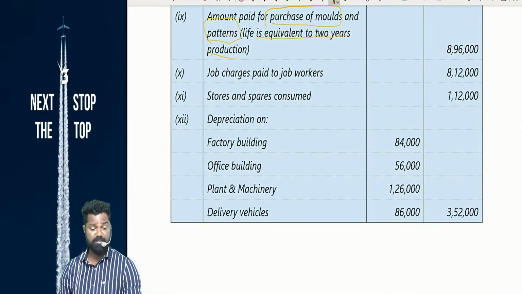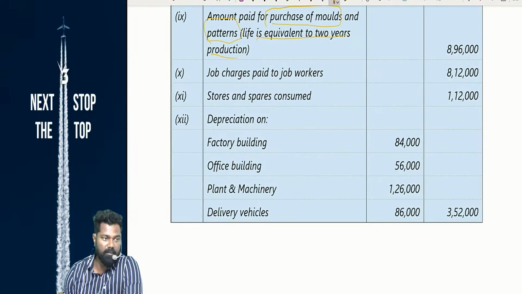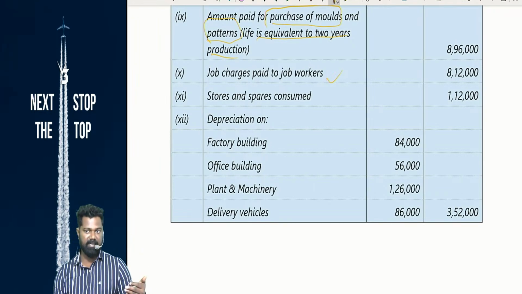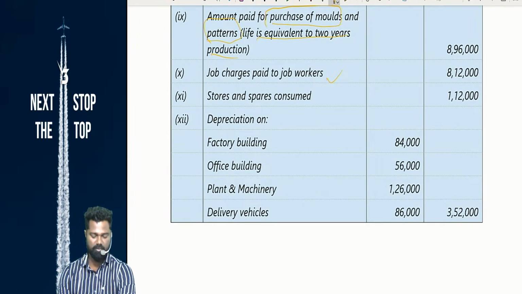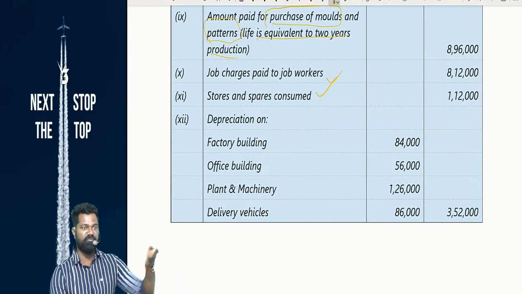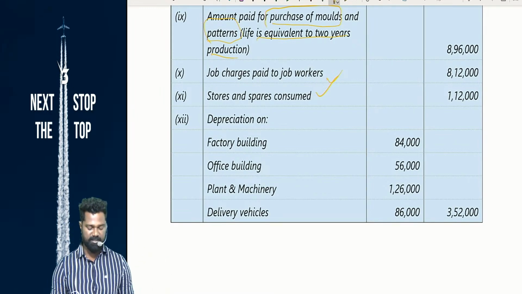Next is job charges paid to, we will come to this. Next, stores and spares consumed. Stores and spares means oils, screws, bolts, nuts, fuel to run the machinery. Are you there or not? Spare means sometimes a nut is lost, and to run the machinery we need some fuel like diesel or some oil, so that is called stores and spares.